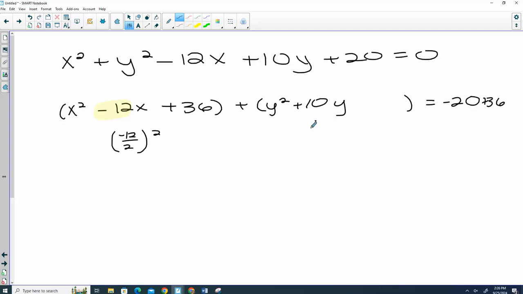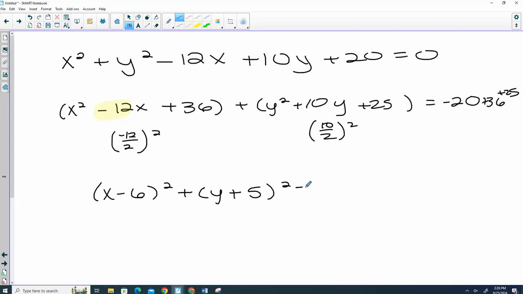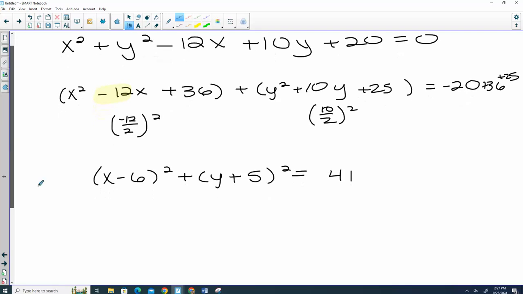okay. This one, 10 divided by 2 is 5. Squared is 25. So I add 25. What does this factor into? Plus y plus 5 squared equals 41. Okay. So is this a circle?